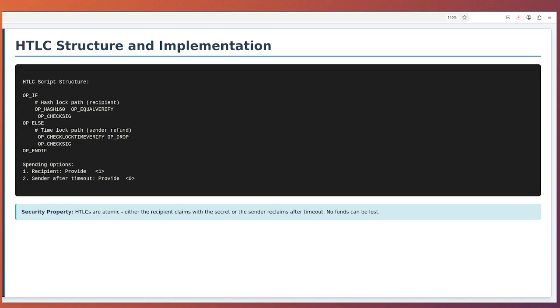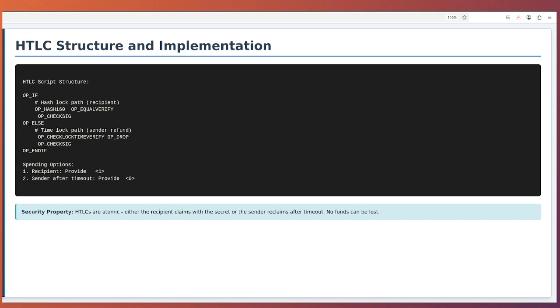When the timeout expires and the recipient hasn't claimed, the sender provides their signature along with a flag to trigger the second branch. The security of HTLCs relies on the cryptographic properties of the hash function. It must be computationally infeasible to find a preimage from the hash without knowing the secret. Bitcoin uses SHA-256 or hash160 for this purpose, both of which are considered cryptographically secure.